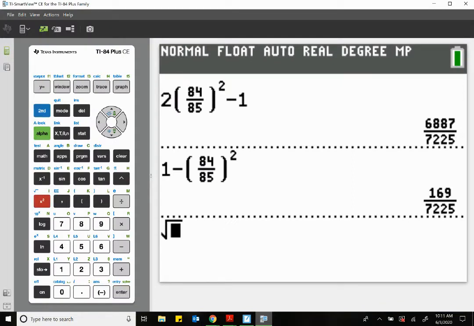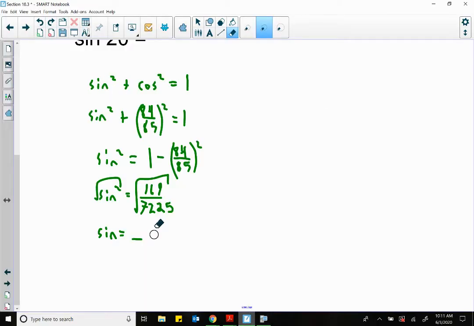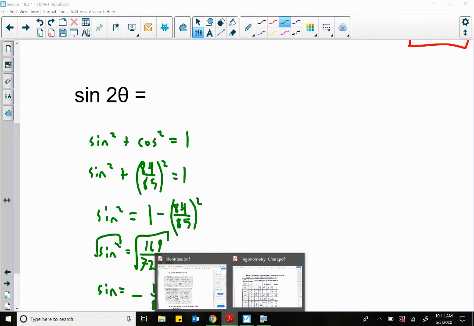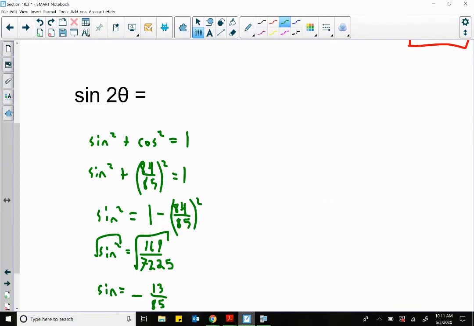Second x squared. And then you could either put the fraction in or go up and grab it. And there you go. And hit enter. And there's our fraction, 13 over 85. So negative 13 over 85. And now you have sine. So we can run our formula for sine double angle.